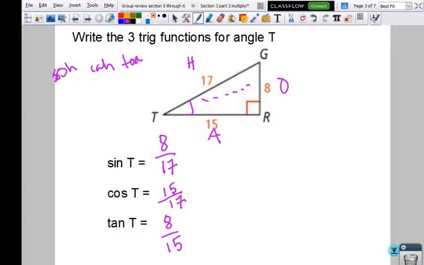Okay. So we're going to use these three trig functions to actually go through and find some missing sides.